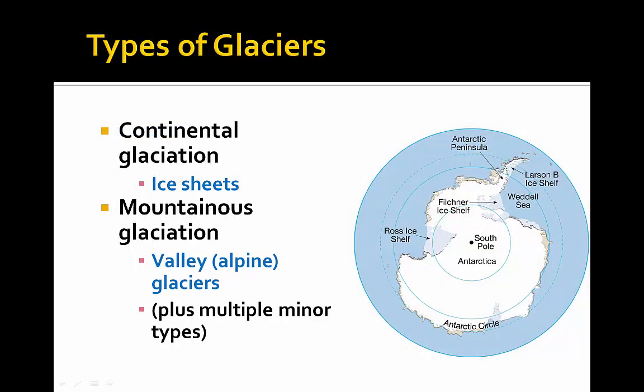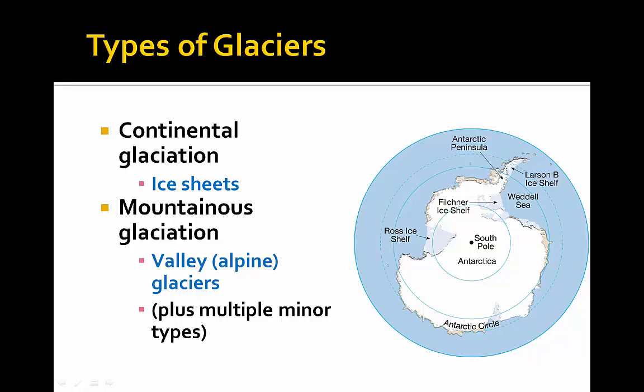Now there are two major types of glaciers based on where they occur. Ice sheets occur on continents, whereas valley or alpine glaciers occur in mountainous areas. Currently there are only two ice sheets on Earth. There's the large one over Antarctica and there's one over Greenland. In the past, there have been ice sheets over North America, over Europe, over parts of Asia as well. Mountainous glaciation occurs any place where there's a combination of altitude or high latitude that allows glaciers to build up. And there's a lot of minor types of glaciers, especially associated with mountains.